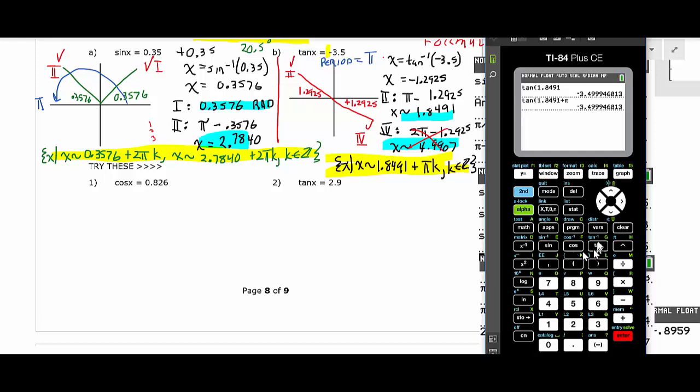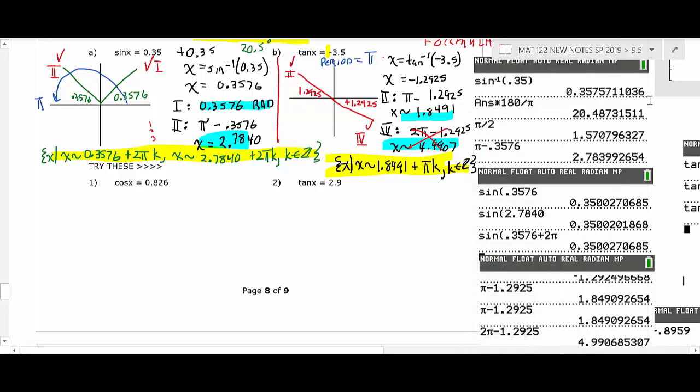Okay, and if I did the tangent of 1.8491, and if I subtracted the period from it, I get the same thing, and I get that over and over again. So the formula is just saying that's your initial answer, and just keep adding or subtracting the period over and over again, and you would get these answers infinitely, both laps around, clockwise and counterclockwise around the circle. So that's essentially what you want to do to check your answer then.